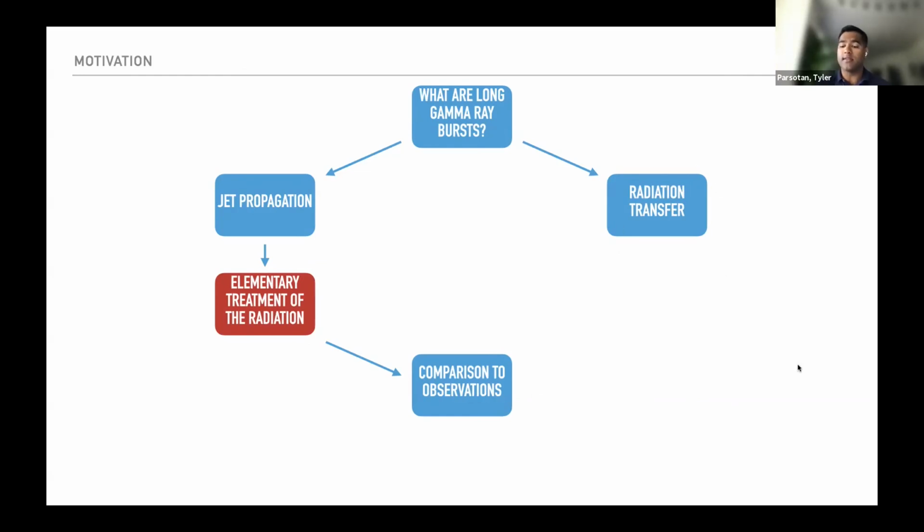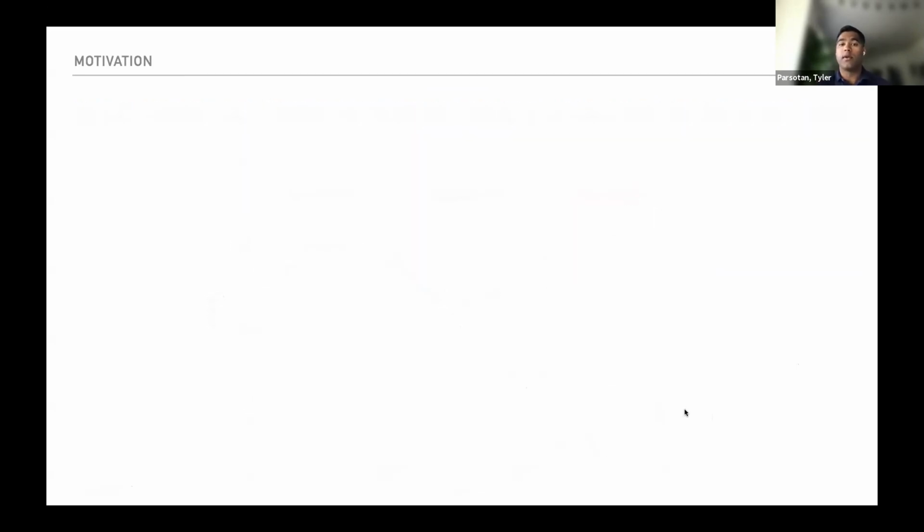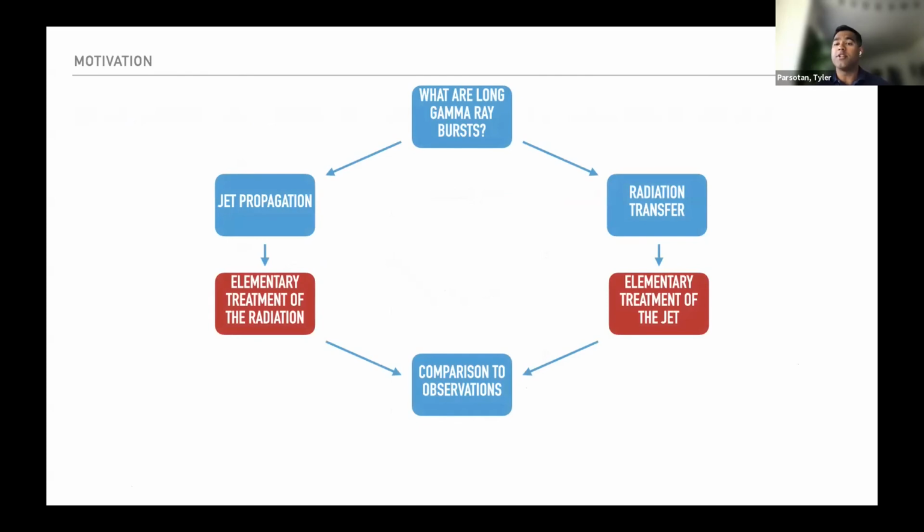Now on the radiation transfer side of things, the situation is the opposite. We're able to conduct self-consistent radiation transfer calculations, but they're done in very simple analytic outflows. For example, this one profile that Asaf had showed us earlier, where we have this Lorentz factor profile giving us an inner-outer type of jet with an envelope. Once again, these types of assumptions about the jet on the radiation transfer side of things allow us to make comparisons to observations.